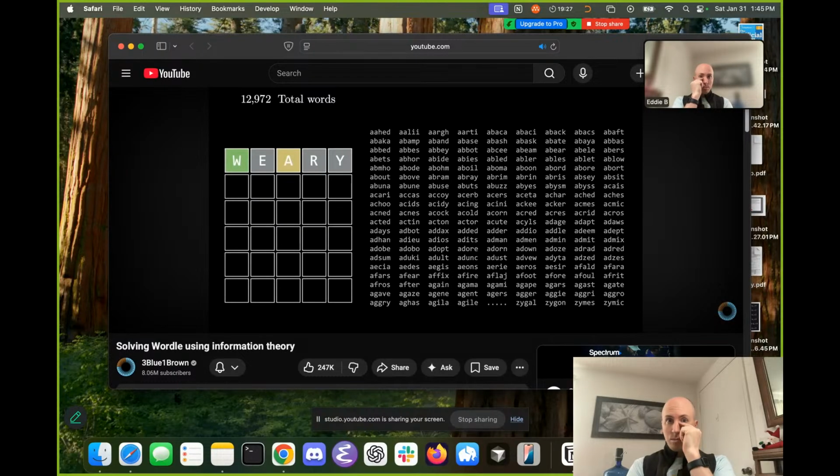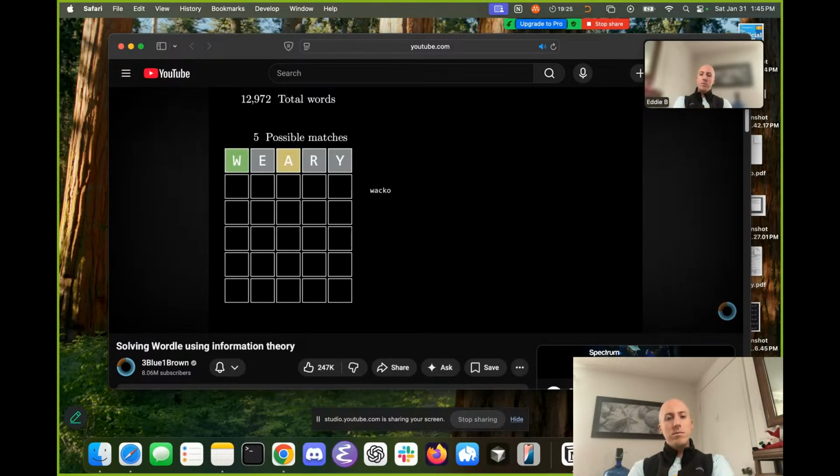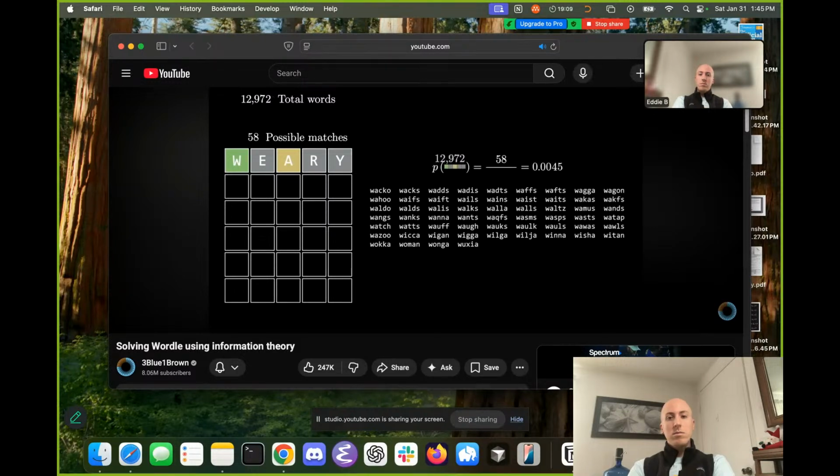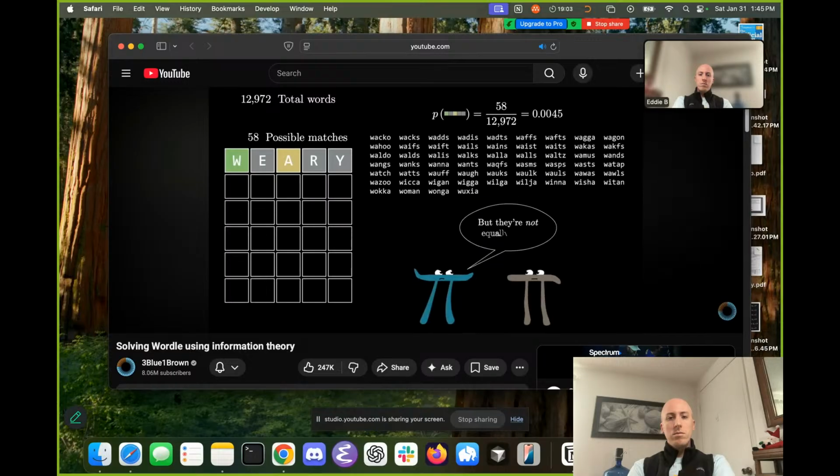For example, if the first pattern revealed was something like this, then it turns out there are only 58 words in this giant lexicon that match that pattern. So that's a huge reduction from 13,000. But the flip side of that, of course, is that it's very uncommon to get a pattern like this. Specifically, if each word was equally likely to be the answer, the probability of hitting this pattern would be 58 divided by around 13,000.